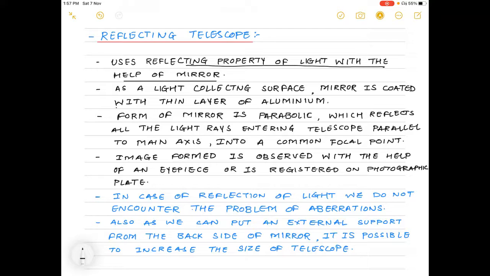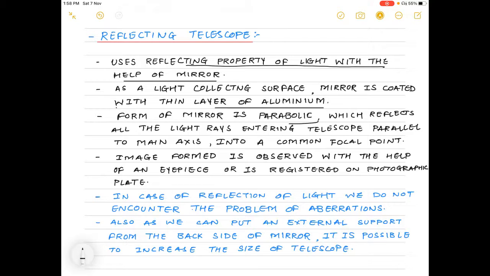In a refracting telescope, we are using a lens of a particular focal length and diameter. Instead of that, in the reflecting telescope, we are using a mirror. The mirror acts as a light collecting surface, and it is coated with a layer of aluminum. The mirror is usually parabolic, which reflects all the light rays entering the telescope parallel to the main axis into a common focal point. The image formed is observed with the help of an eyepiece, or is registered on a photographic plate.